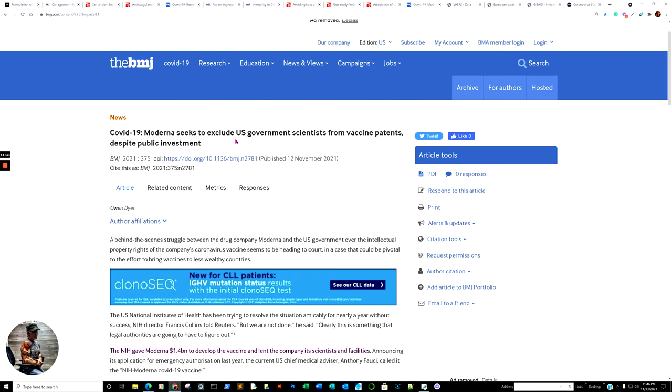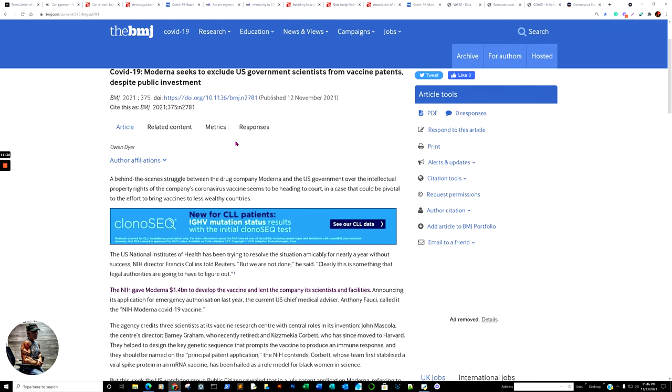Moderna seeks to exclude the U.S. government scientists from vaccine patents despite public investment. And before I get into that, I'm just going to tell you exactly right off the bat the title, and we'll come back to it a little bit. The National Institute of Health gave Moderna $1.4 billion to develop the vaccine and lent the company its scientists and facilities. So the NIH, out of all the multitude of investments, gave $1.4 billion to Moderna, as well as the scientists and the facilities. Announcing its application for emergency authorization last year, the current U.S. Chief Medical Advisor Anthony Fauci called it the NIH Moderna COVID-19 vaccine.